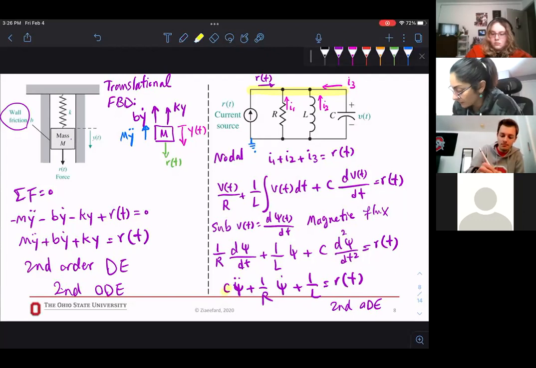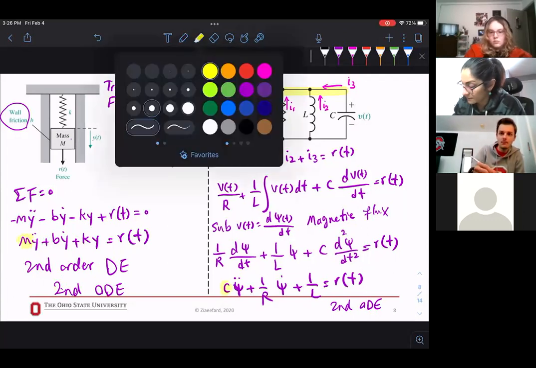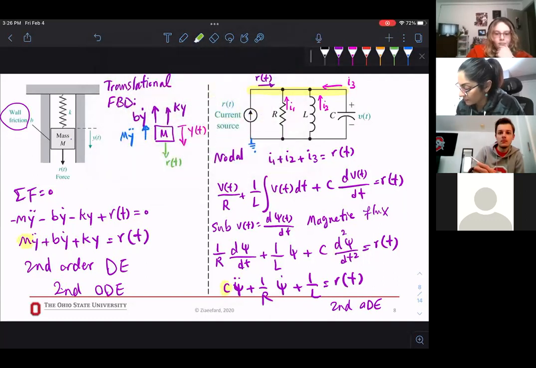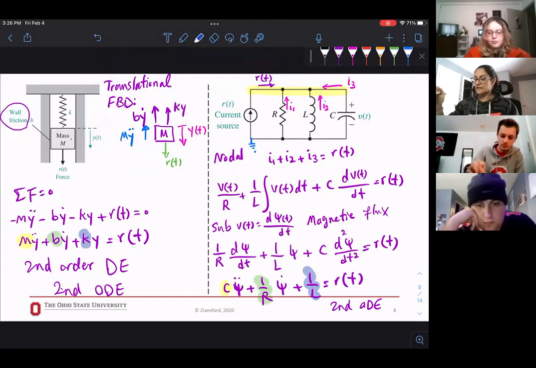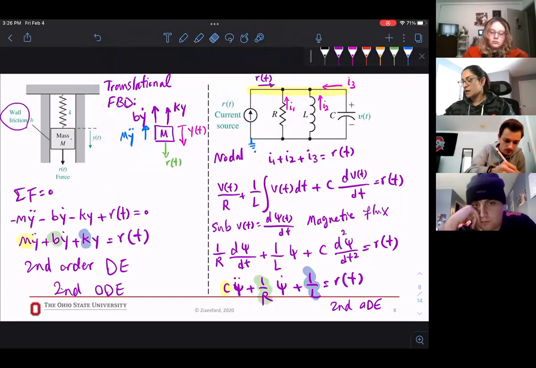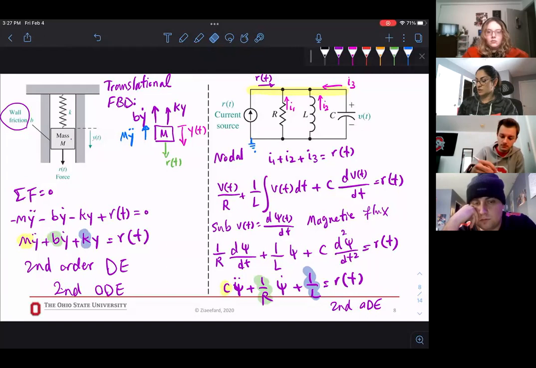Now from here, C is M, right? You ask, where do they come from? 1 over R is B, and then 1 over L is K. So these are already in that table. All of these have been done for you. If you say, I want to use the force-voltage analogy because my source is a current source, then go to that table, replace the items, write the equation. Literally the same equation, you just change the values here.